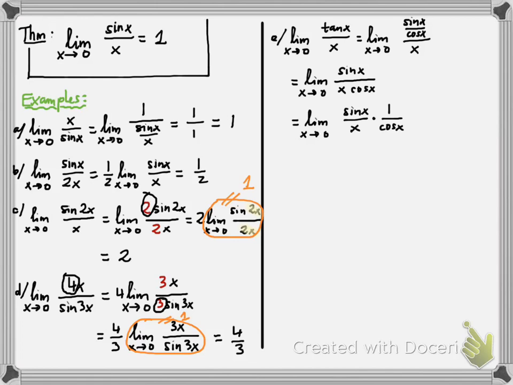Now, we have two functions multiplied to each other, right? The first factor, which is sine of x over x, guess what that limit goes to? The answer is 1, because of the theorem. Then for the cosine of x, because when x approaches 0, cosine of x approaches 1, so the second factor also goes to 1. Therefore, the whole limit is equal to 1.